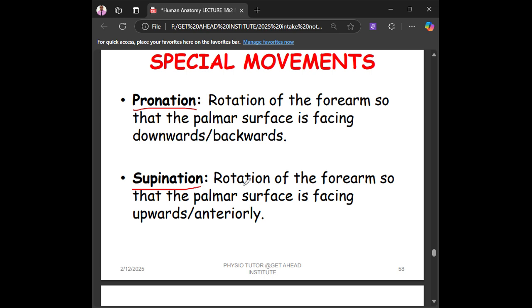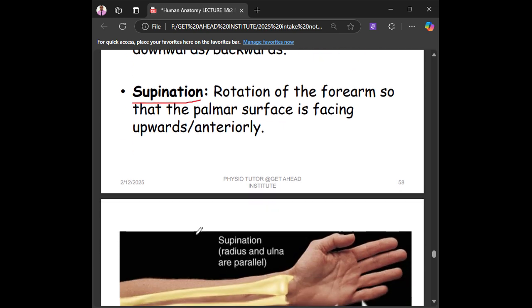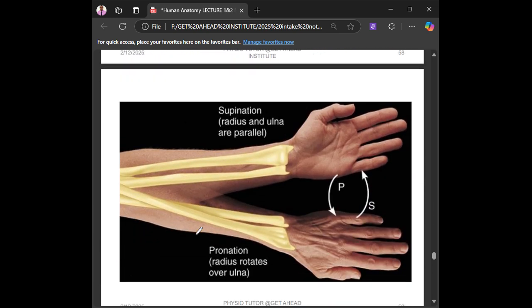Supination involves rotation of the forearm so that the palmar surface is now facing upwards or anteriorly. So this is what we are talking about. Supination, pronation, supination, pronation.